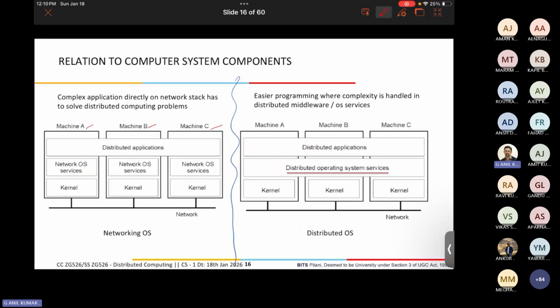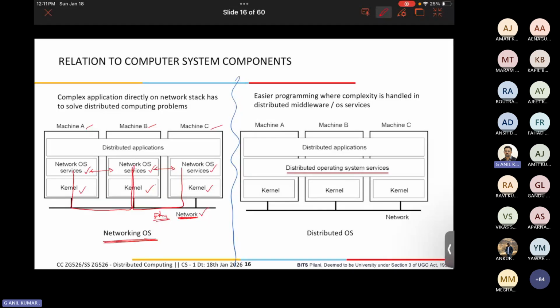Now, if you compare this, there are 3 machines with their own kernel and their own operating system services, along with a common network, which is the physical connectivity between these machines. This is a networking operating system, meaning the operating systems are related to each other via the network, so the operating systems can speak with each other. They are independent operating systems, can be homogeneous or heterogeneous, but they are able to speak with each other because of the network capability. Because the network protocols are good with the OS, the communication happens via the network.